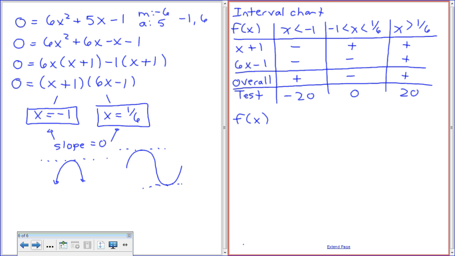So what did we learn from that interval chart? Let's talk for a sec. What did we learn from that interval chart? What did that tell me, the plus, the minus, and the plus? Chris?